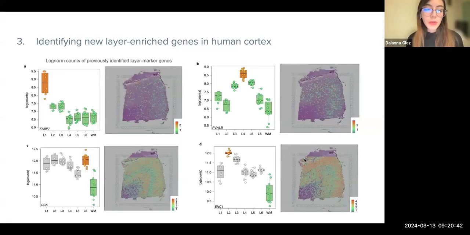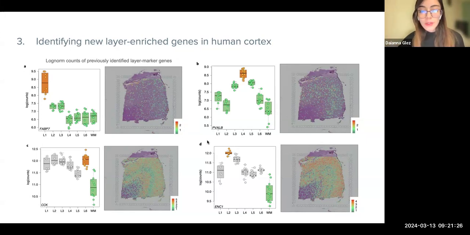So here we have an example of four of these layer marker genes. The first one, FAT7, was differentially expressed with the enrichment model. In the first layer, it was highly expressed compared against all the other layers plus the white matter. And this is taking all the samples together, per box plot, with this sort of bulking process. And here in this spot plot, we can see an example for just one of the samples, and the expression of this gene, as we can see here in the orange and red spots, is higher in what we would expect to be the first layer.